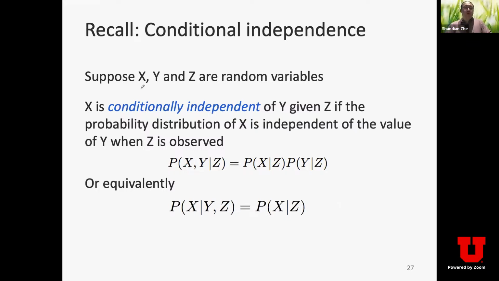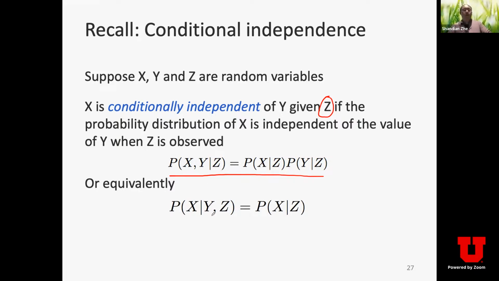Suppose we have 3 random variables, x, y, and z. We say x is conditionally independent of y given z if we can calculate their conditional joint probability in this way. That is, conditional on z, the joint probability of x and y can be decomposed as the product of the conditional probability of x given z and the conditional probability of y given z. You can see that is the same definition as independence, except that you're going to condition on a third random variable z.